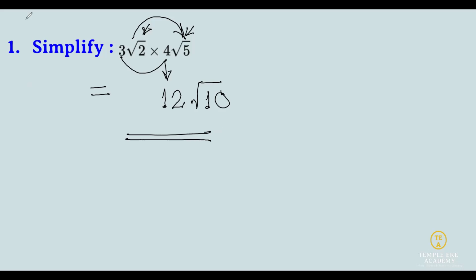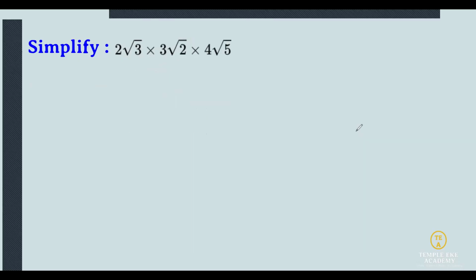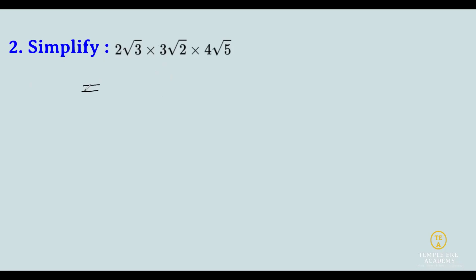Let us take on the next example to watch our learning. Now we have the next example: 2 root 3 multiplied by 3 root 2 multiplied by 4 root 5. Let us take the signs, plus multiplied by plus, multiplied by plus. Our answer is going to begin with a positive sign.